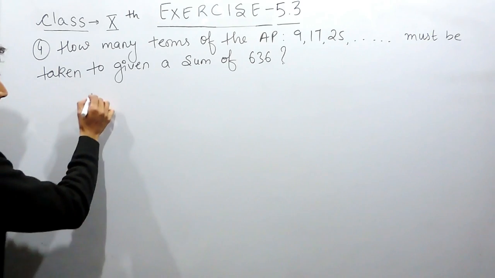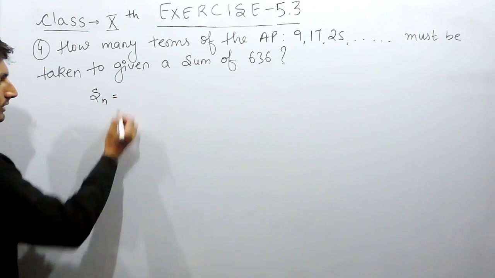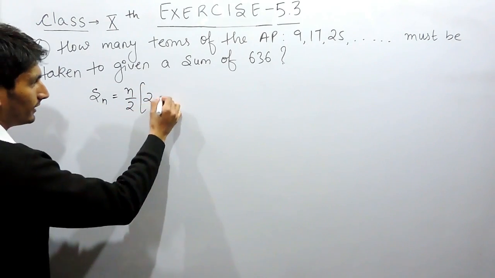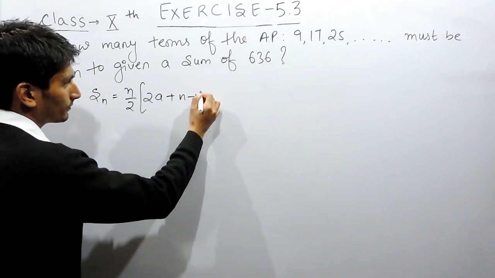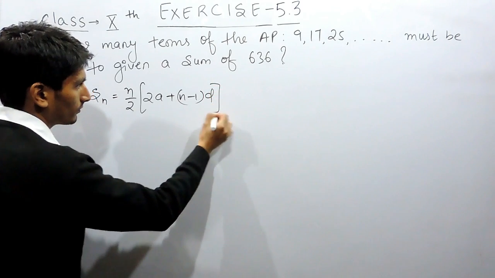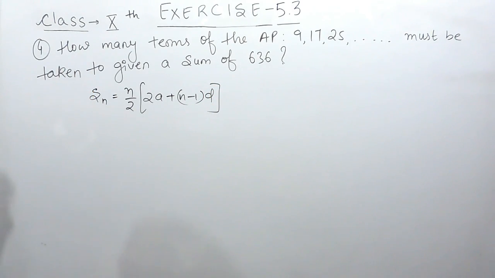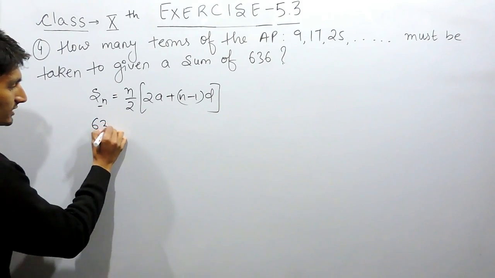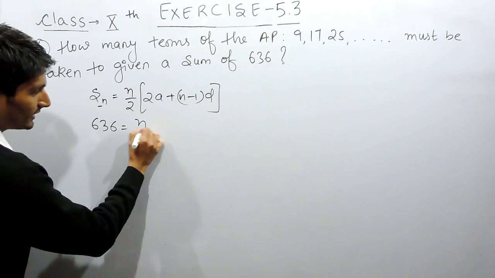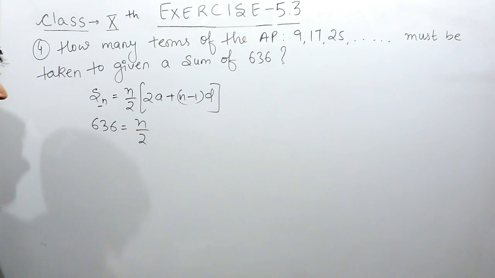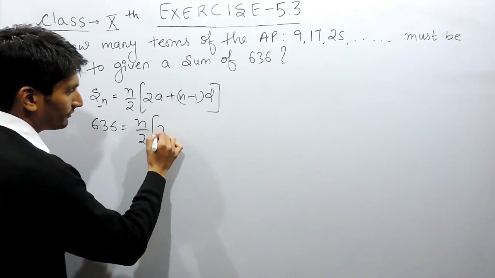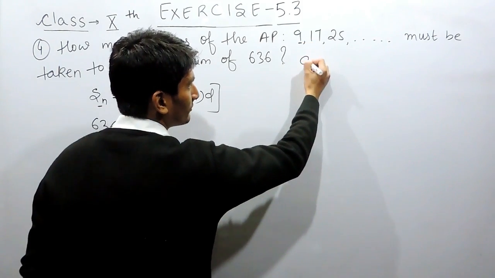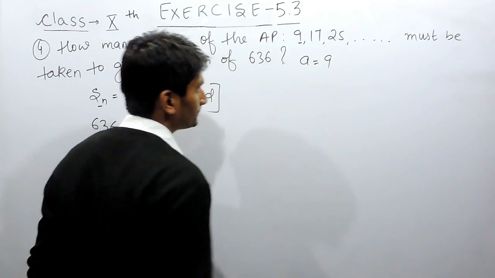So this is a question on sum, and to find the sum of n terms, we have a formula. So this is the formula to find the sum of n terms. Here, the sum must be equal to 636. You have to find the number of terms, that is, you have to find n, where the first term is given to you as 9. So in this case, the first term is 9.